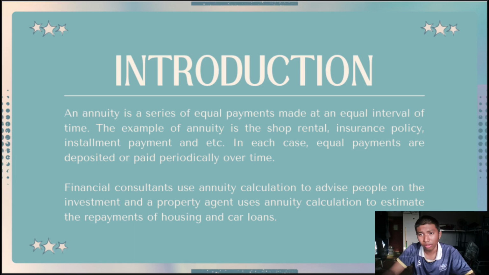An annuity is a series of equal payments made at equal intervals of time. Examples of annuities are a short rental, insurance policy, installment payment, and more. In each case, equal payments are deposited or paid periodically over time. Financial consultants use annuity calculation to advise people on investment, and the property agent uses annuity calculation to estimate the repayments of housing and car loans.